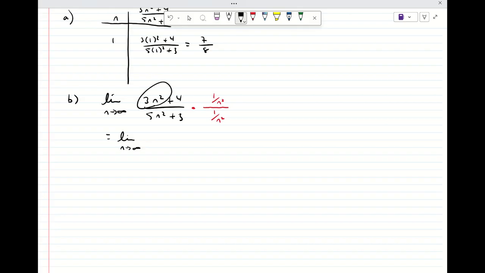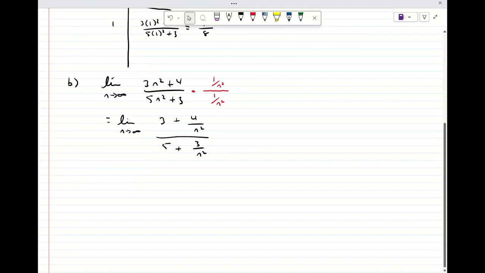3n squared times 1 over n squared gives me 3. And 4 times 1 over n squared gives me 4 over n squared. And this is divided by, again, 5n squared times 1 over n squared gives me 5, plus 3 over n squared. And now this limit is a whole lot easier to analyze. From the properties of limits, we can apply the limits individually to the top and the bottom, assuming that the limits exist, and they do.